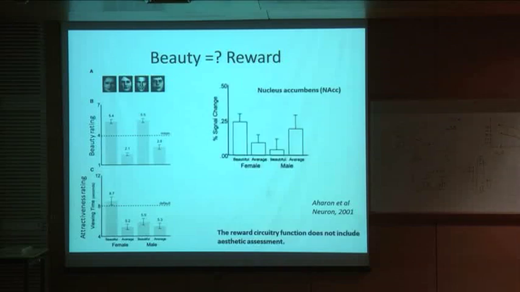And what these authors found is that the degree of activation of reward areas was not going along with the aesthetical judgment of beauty, but actually was going along with the degree of attractiveness, at least for female faces. So the nucleus accumbens was activated more for beautiful female faces than for average faces, but beautiful males were not activating the nucleus accumbens more, maybe even the other way around. So this probably suggests that reward circuitry per se does not include aesthetical judgment. So beauty is not reward per se, at least in our evaluation of beautiful faces.